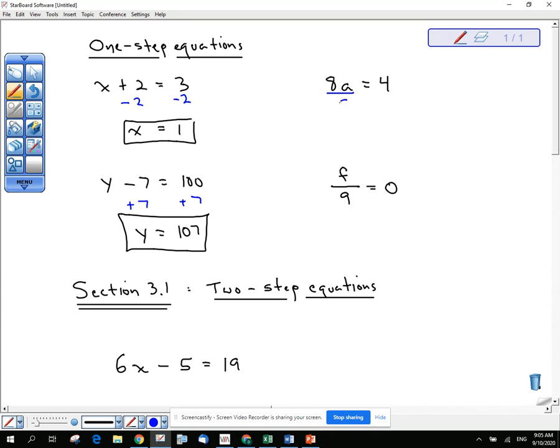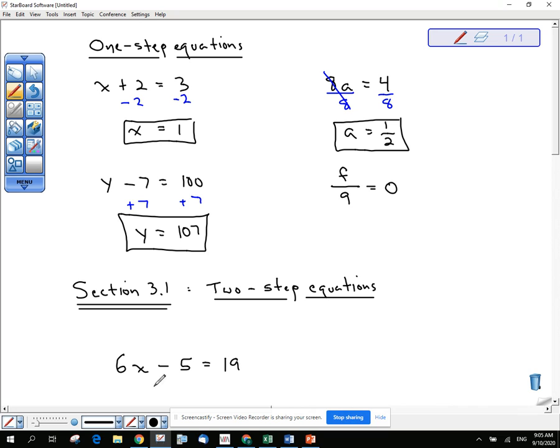What we want to do then is undo the multiplication by dividing. The 8s would cancel here, and you would be left with 4 eighths. I do require fractions to be reduced. 4 eighths reduces to 1/2. And again, back to the original, isn't it the case that 8 times 1/2 does equal 4?